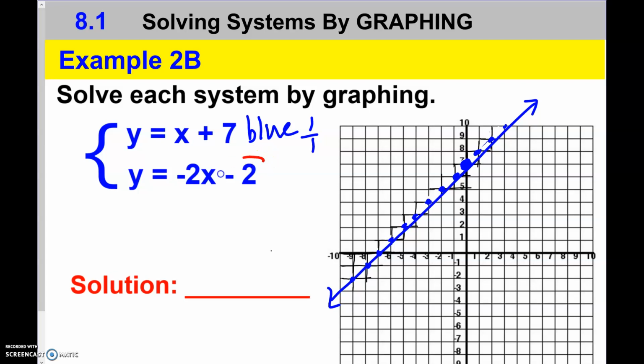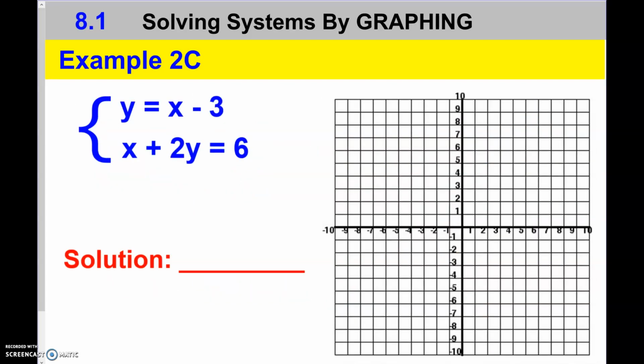All right, the second one, the y-intercept is a negative 2. And now my slope is negative 2 over 1. So I'm going to go down 2, right 1. Well, that's not going toward my blue line. So I'm going to go up 2, left 1, up 2, left 1, up 2, left 1. And there we go. That's where it meets that other line. So my solution, ordered pair, make sure you have parentheses around it, is going to be negative 3, 4. So the solution to this system is negative 3, 4. That's where the blue line and red line meet.